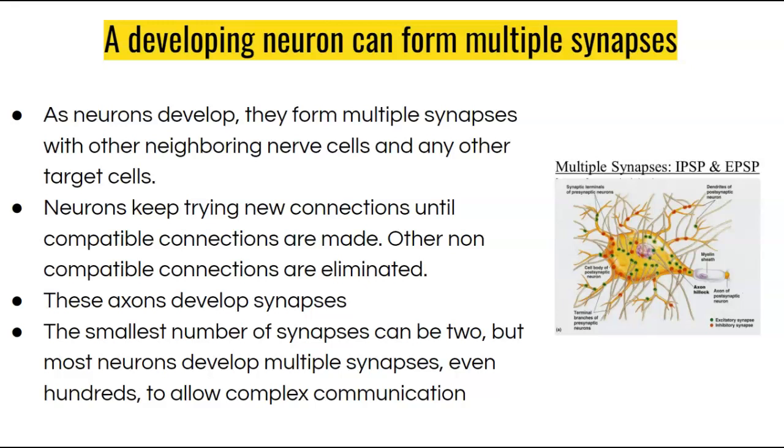The smallest number of synapses can be 2, but most develop more than 2, even hundreds. This allows complex communication. This is why you can do so many things at the same time, even things that you're not thinking about. As I'm talking to you, my hands are waving because I always talk with my hands. My eyes are blinking, I'm breathing, I'm sitting down, so some of my muscles and my digestive system are doing involuntary movement. All of this is happening, and my neurons are making all of these connections for me.